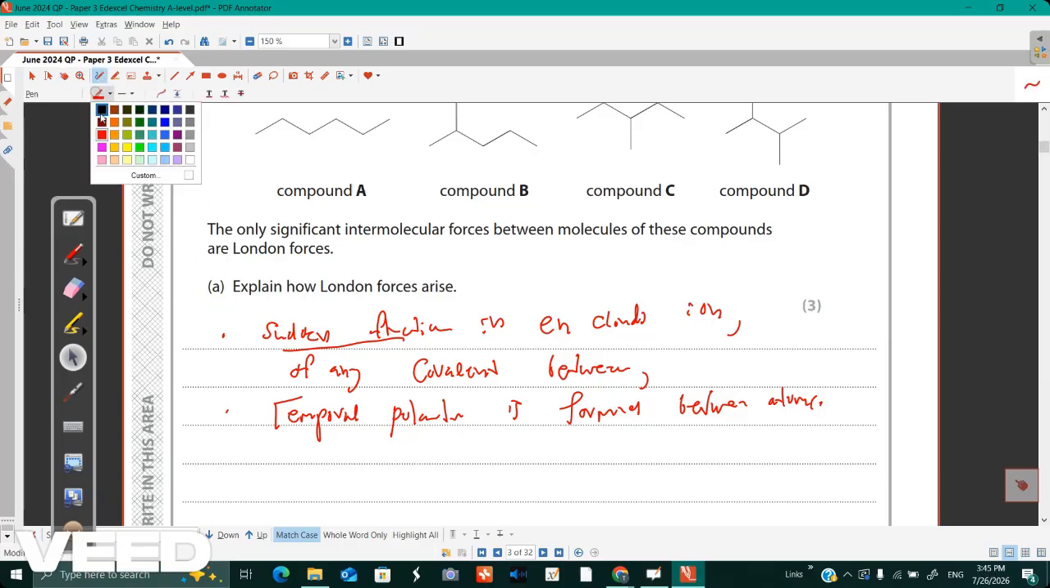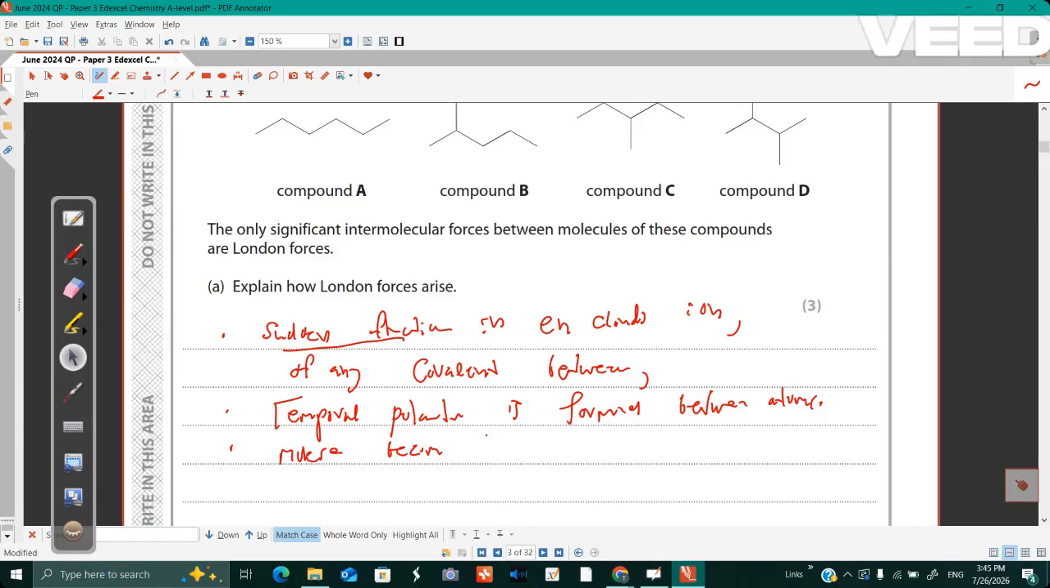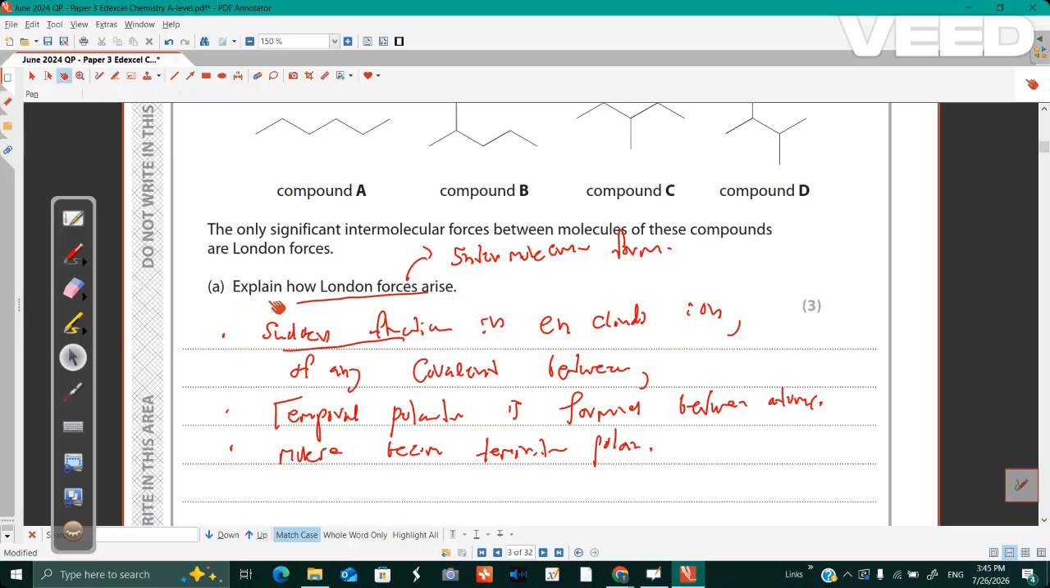And this gives the molecule a temporary polarity, right? The molecule becomes temporarily polar, right? So London forces are what? These are intermolecular forces, right? Molecular forces. Okay. And you can find them between any molecule, right?